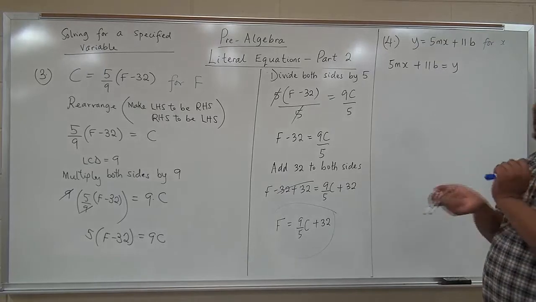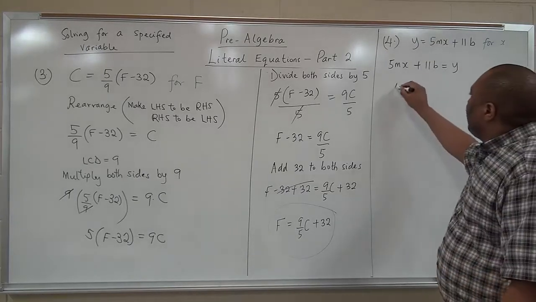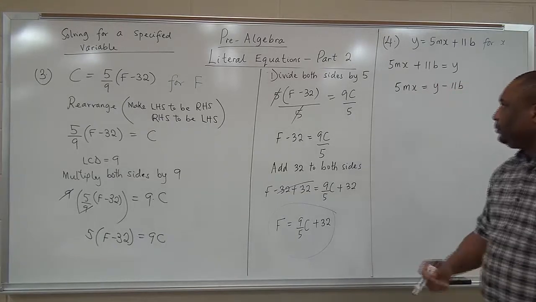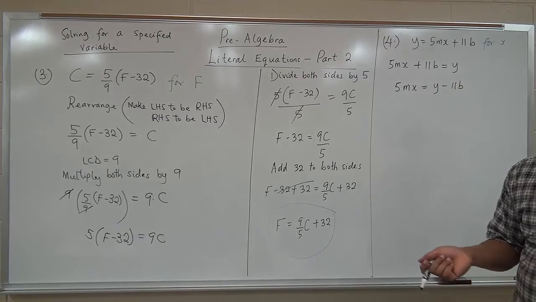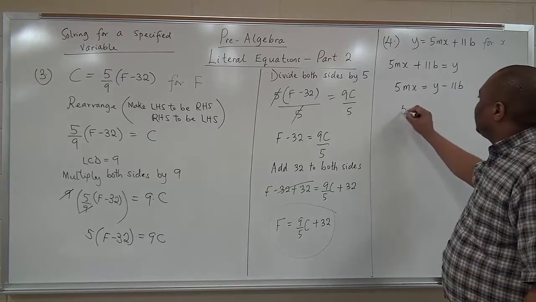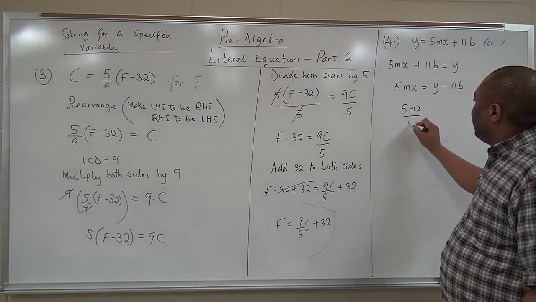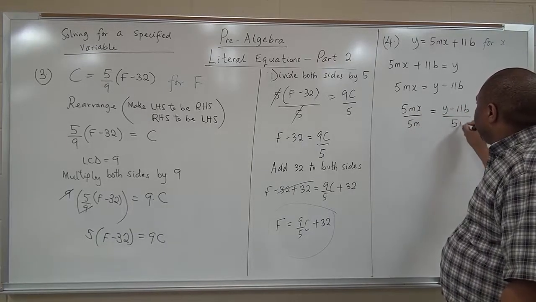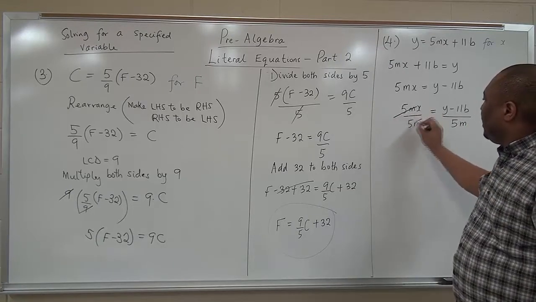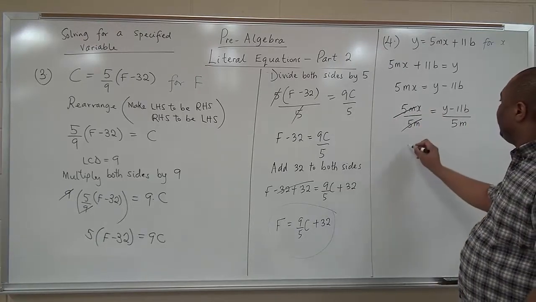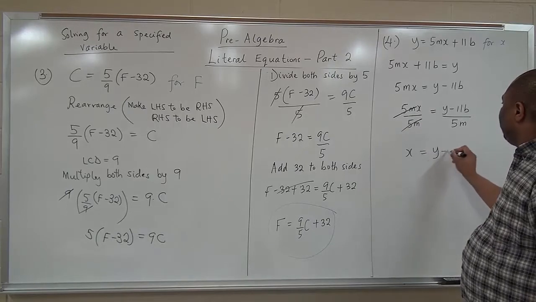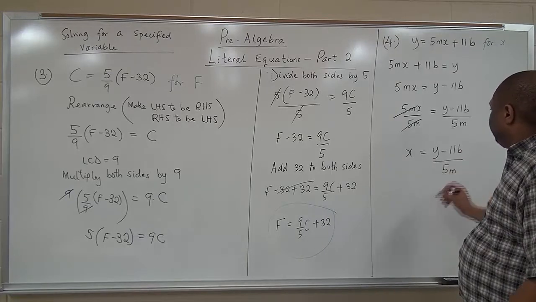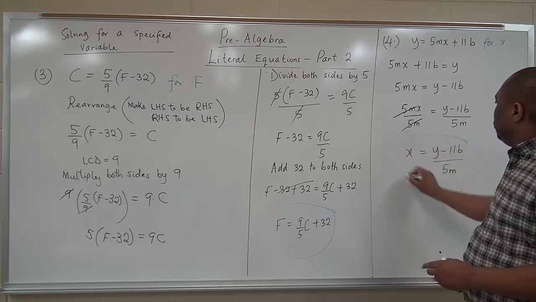Then subtract 11b from both sides. You have 5mx equal to y minus 11b. Then divide both sides by 5m. So 5mx divided by 5m equal to y minus 11b divided by 5m. So 5m will divide 5m. You're left with now x equal to y minus 11b divided by 5m. And this becomes your answer.